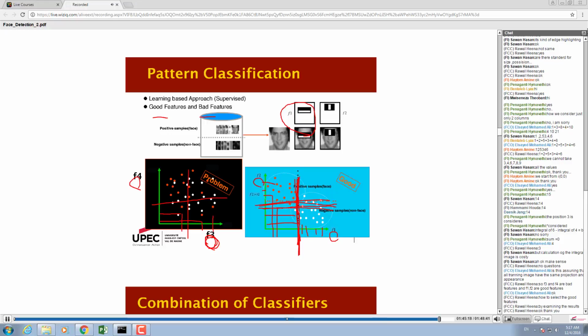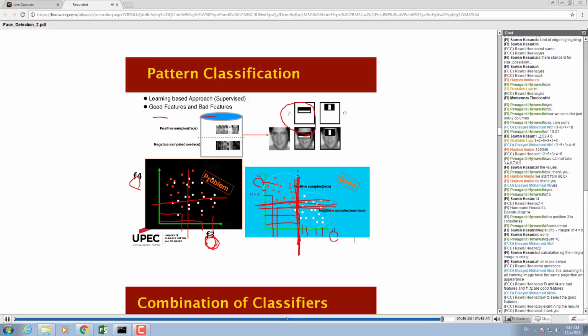If it is less than some value, then it is face. If it is larger than this value, it is non-face. For F2, if it is larger than some value, it is face, and if it is less than some value, it is non-face. So the classification is done individually for every feature. In other words, we consider every feature as an individual small classifier. Is it clear now? Okay.